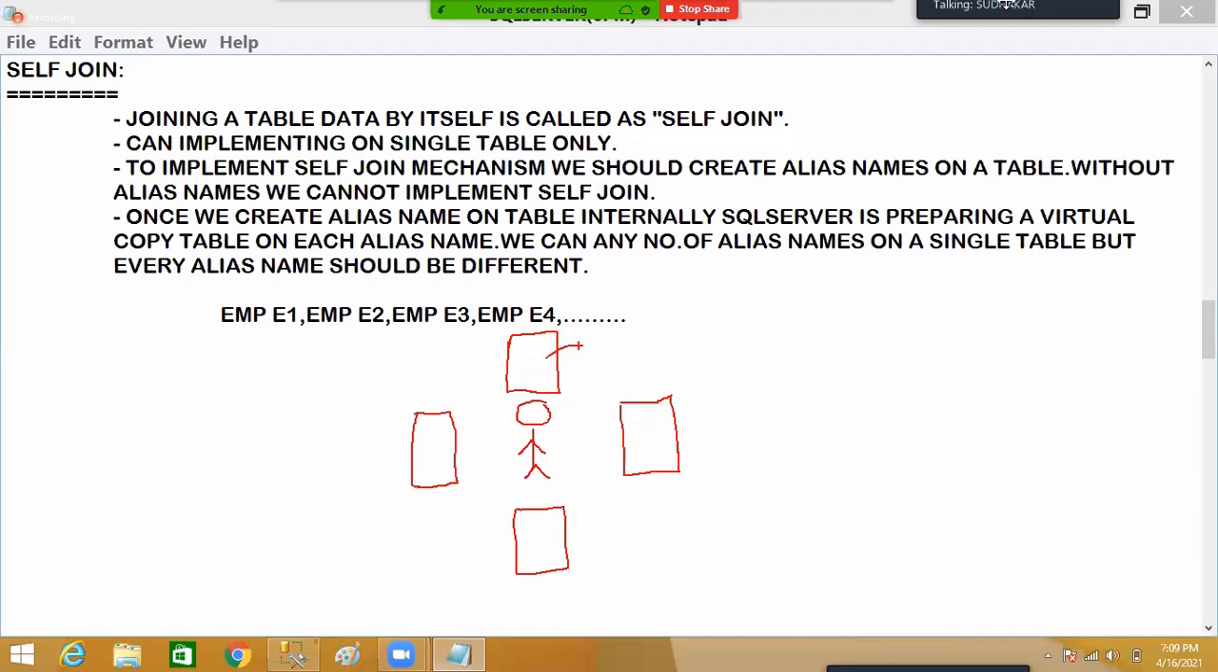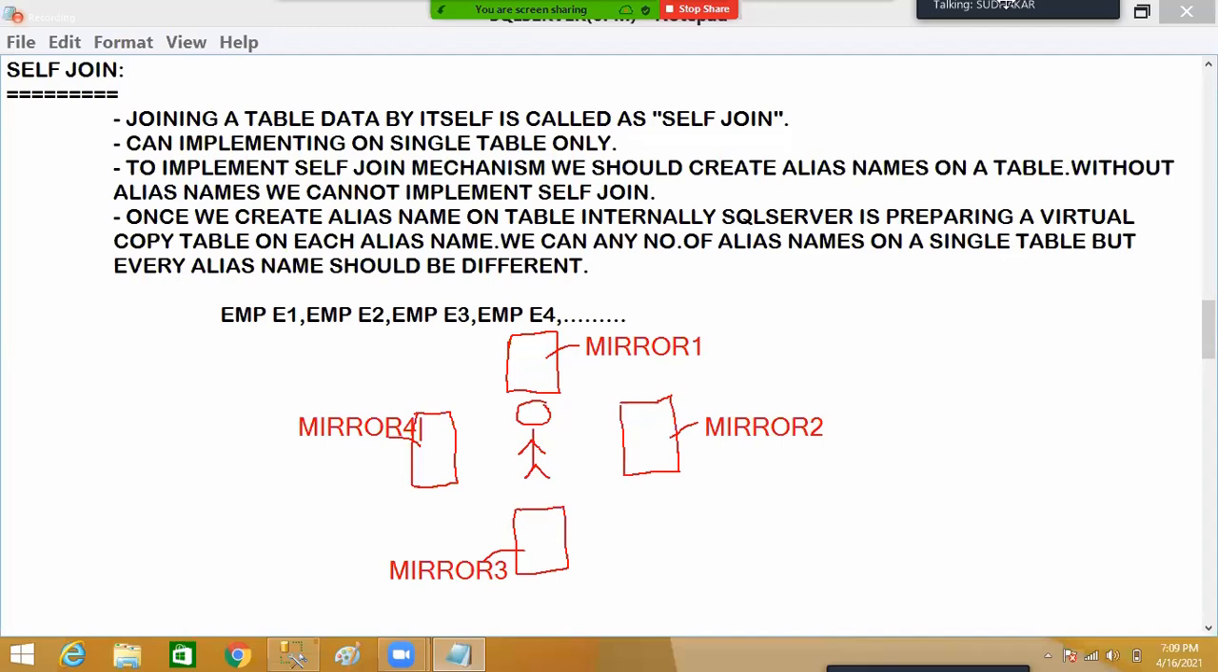So this is mirror 1. This is mirror number 2. This is mirror number 3. This is mirror number 4. Now around him there are 4 mirrors.